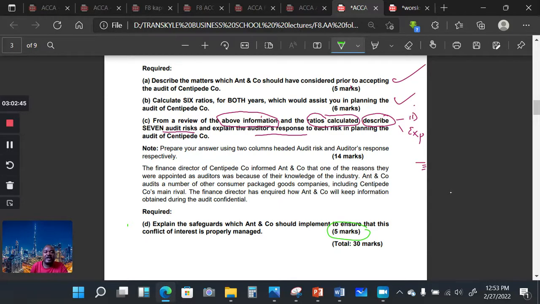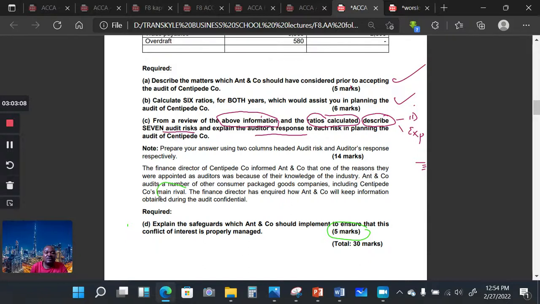The finance director of Centipede Co informed Ant and Co that one of the reasons they were appointed as auditors was because of their knowledge of the industry. Ant & Co audits a number of other consumer packaged goods companies, including Centipede Co's main rival. We are also auditors of the company's main rival. The finance director has inquired how Ant & Co will keep information obtained during the audit confidential. So there is an issue of confidentiality.